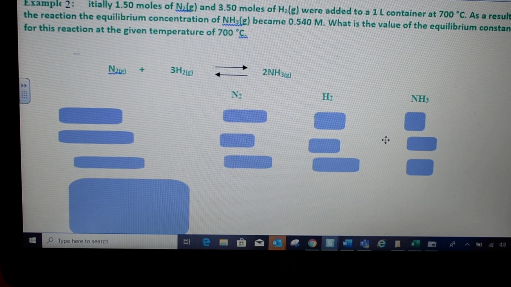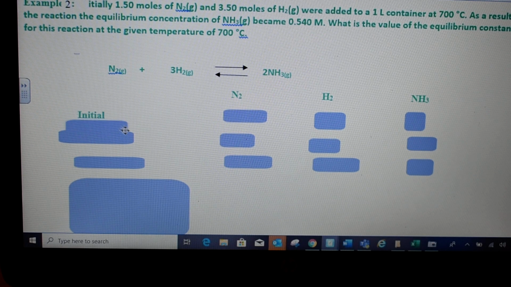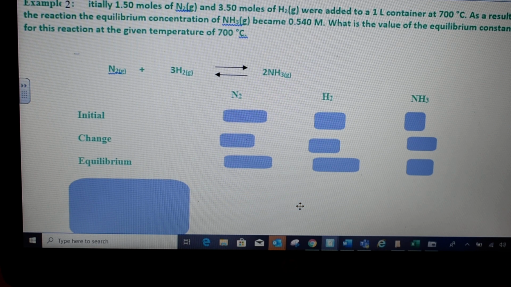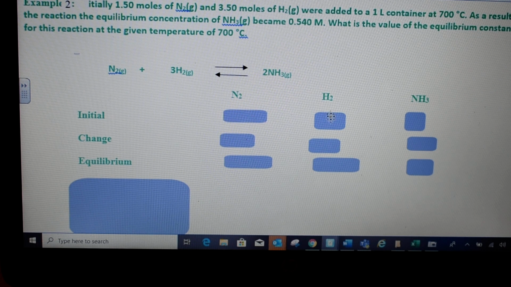So I have everything filled in here, but I'm going to reveal it in the order in which we do things. So first of all, you have your ice table. So we're going to start off with I for initial, C for change, and then E for equilibrium. So there's how you should have started your ice table. Now, what I've done here, I have my balanced chemical reaction. I've just separated the 3 species over here just to make it a little bit neater. So my nitrogen and hydrogen are my reactants, and then my ammonia is my product.